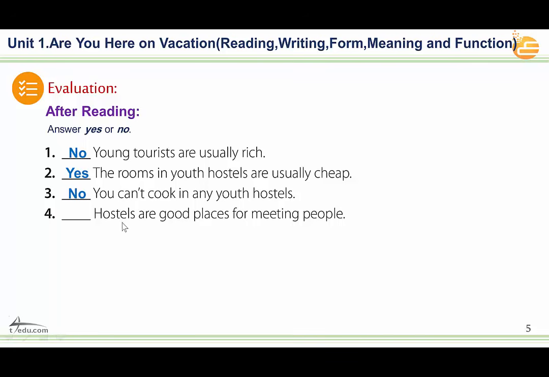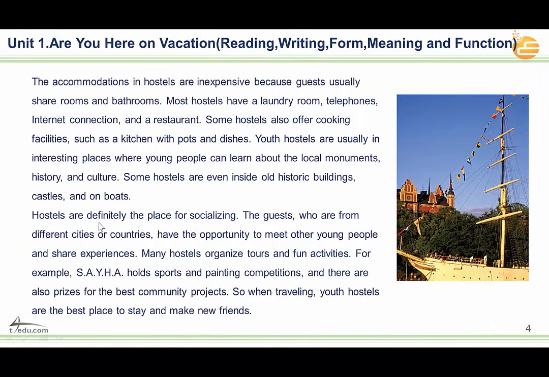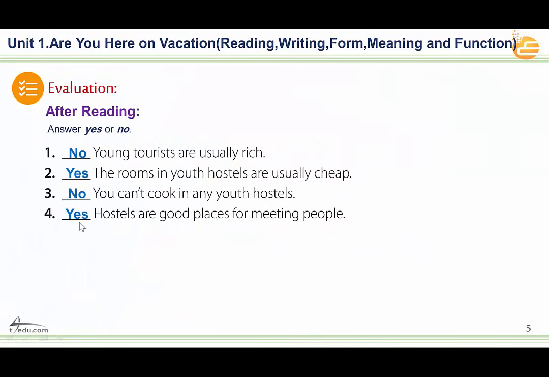Number four, hostels are good places for meeting people. What do you think? Let's check. Hostels are definitely the place for socializing. When I say socializing, that means I stay with people, I talk to people, I work with people. The guests who are from different cities or countries have the opportunity to meet other young people. So, number four is yes. Of course, they are good places for meeting people. Okay? Excellent. Let's go to the next.